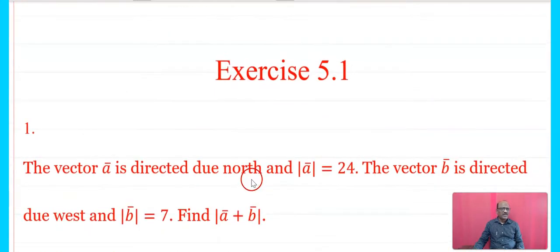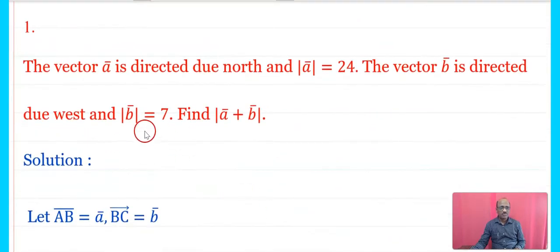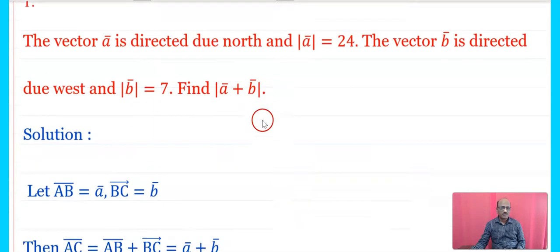Now we'll start exercise 5.1. Now the first problem: the vector a bar is directed due north and the mod of a bar is equal to 24. The vector b bar is directed towards the west and the mod of b bar is equal to 7. Then find out the mod of a bar plus b bar.